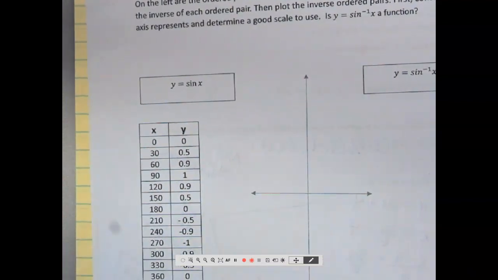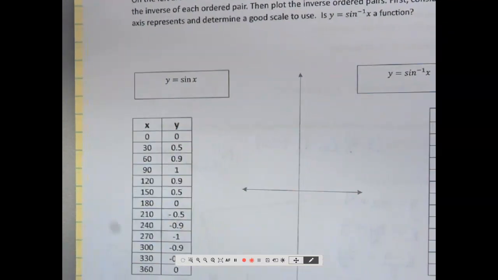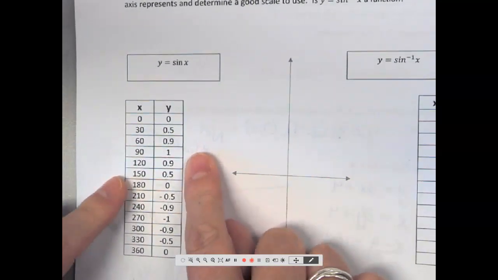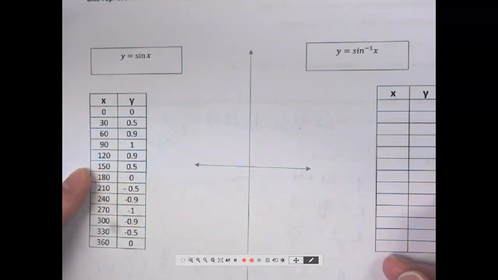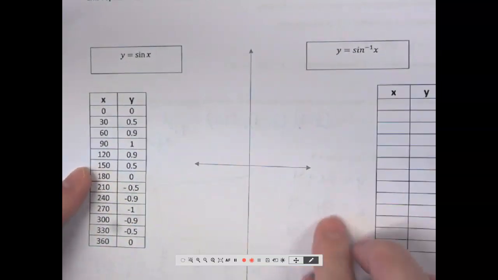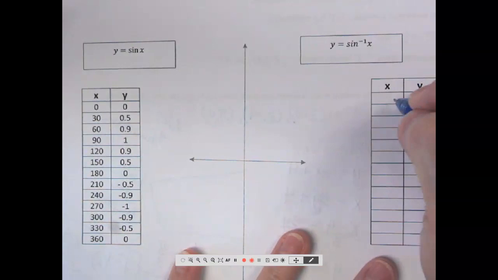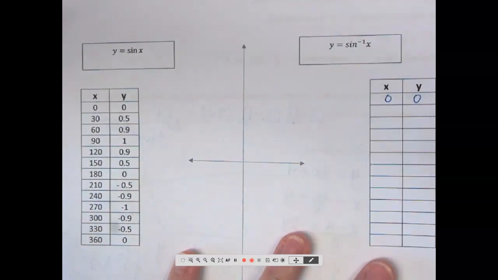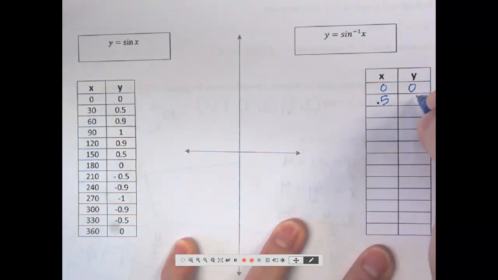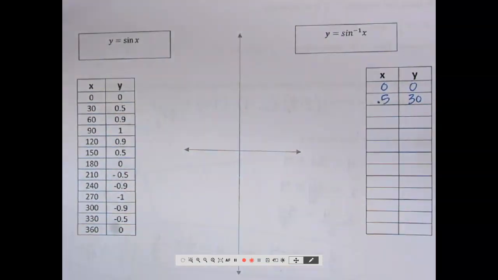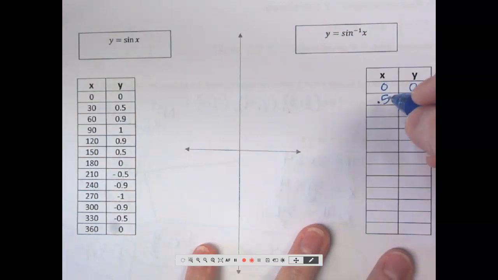Okay, so in order to see what this inverse graph looks like, we're going to take these ordered pairs and flip them over here. So we're going to make range become domain, domain becomes range. So the first ordered pair, oh, surprise, is still (0, 0). But the next one becomes (0.5, 30). So I'm just switching domain and range. So let's finish out the table there.